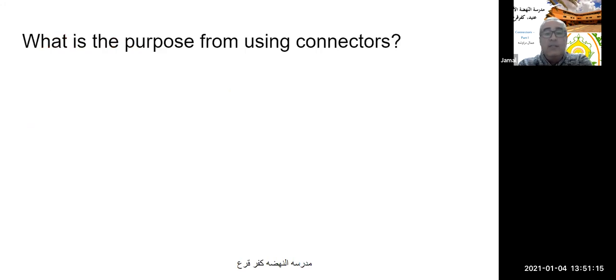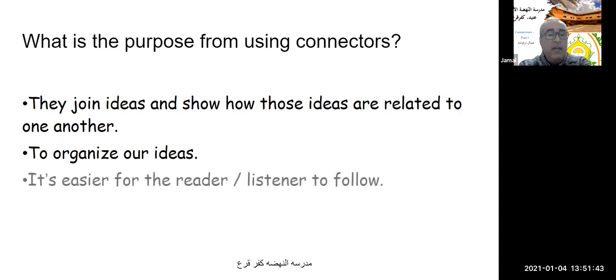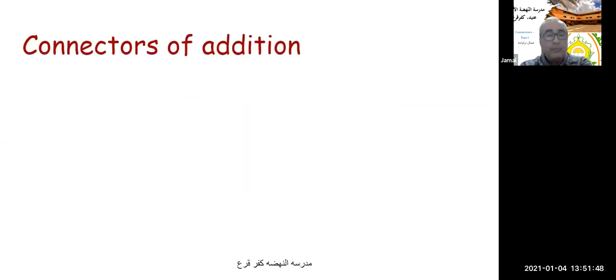All right, so what is the purpose of using connectors? First, they join ideas and show how those ideas are related to one another, as we said before. They join two or more ideas, probably in the same sentence or between two sentences. They help us to organize our ideas when we write, when we talk, when we interact with other people in English. And it's easier for the reader and the listener to follow us.